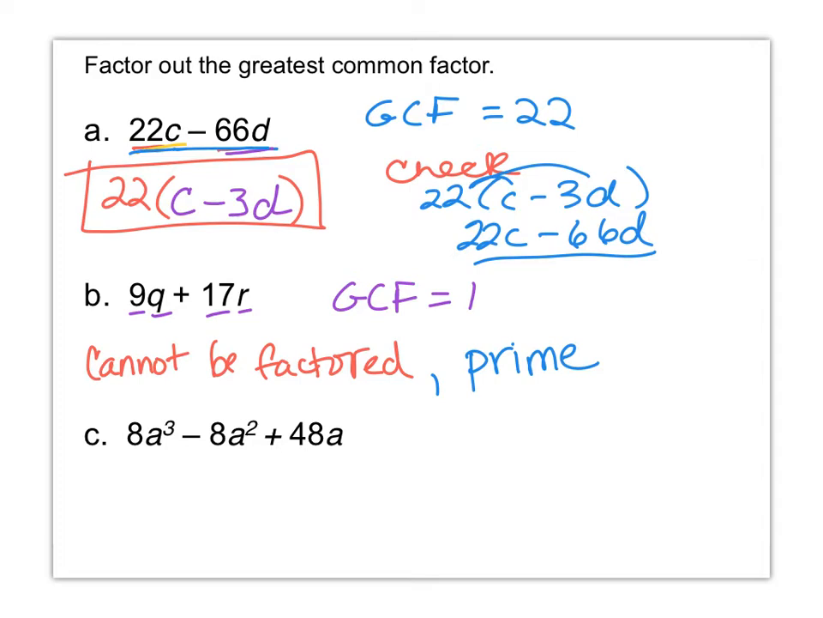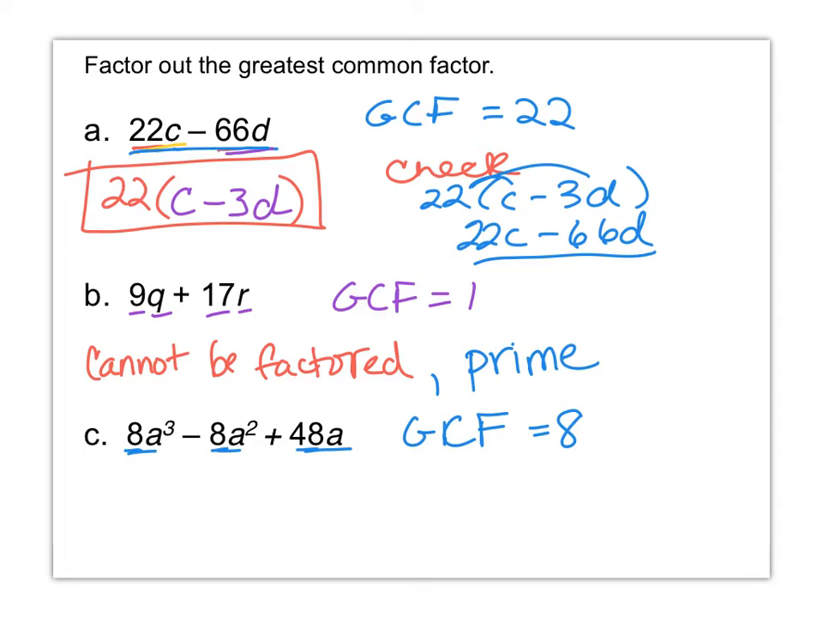Here we have 3 terms. We have a trinomial. We want to find the greatest common factor, the largest number that goes into all 3 of those terms, as well as the largest variable that goes into all 3 of those. Notice that the coefficients 8, minus 8, and plus 48 have a common factor of 8. So that is part of our greatest common factor.